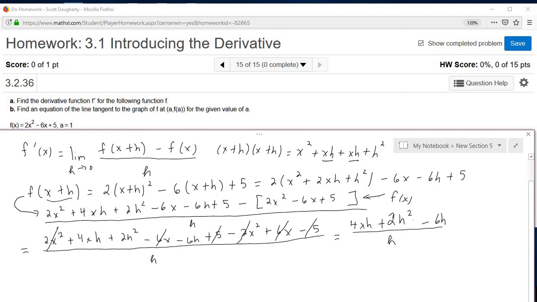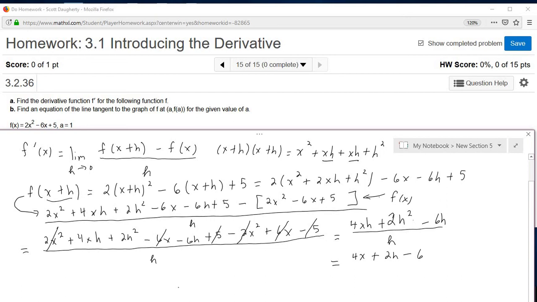In fact, this h on the bottom divides all 3 of these terms, right? That's the reason this division sign goes all the way across. So for example, the very first term, this h cancels with the h on the bottom, leaving you with 4x. But then this h on the bottom also cancels with one of the h's for the second term, leaving you with 2h. And then the last term, those h's cancel as well, and you're left with a minus 6.